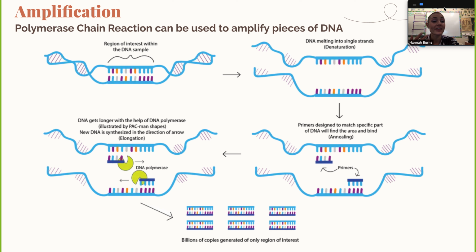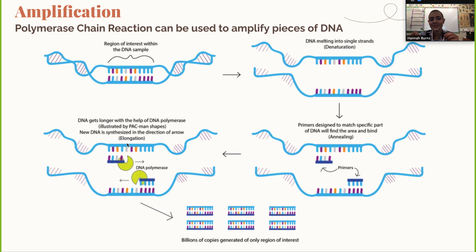So in terms of amplification, this is where we use PCR, which stands for polymerase chain reaction, and this can be used to amplify pieces of DNA. So in practice, essentially what we do is we look for that region of interest within the DNA sample, and then we do something called denaturation, which essentially separates the two strands. And then with those two strands, we can introduce the enzyme DNA polymerase, which then makes copies of all of the bases, which is known as elongation.